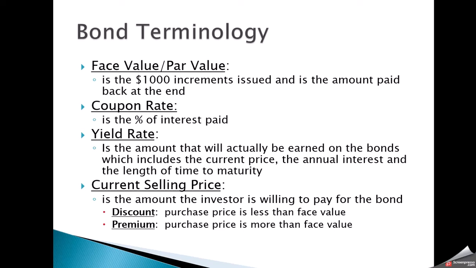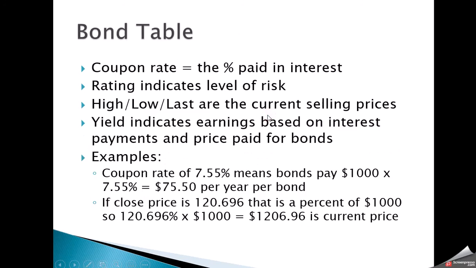Because if it's sold at any time during the life of the bond, people are probably not willing to pay the $1,000. If they pay less than the $1,000, those bonds are considered to be sold at a discount. If they pay more than $1,000, they're considered to be sold at a premium. And again, it all depends on what is going on in the market whether those bonds will be sold at a discount or a premium.